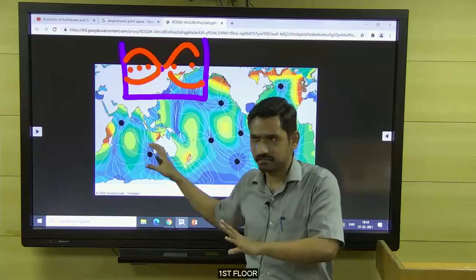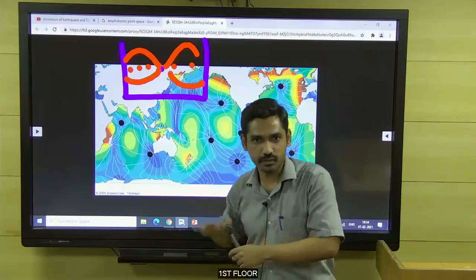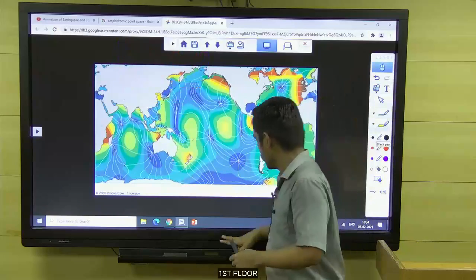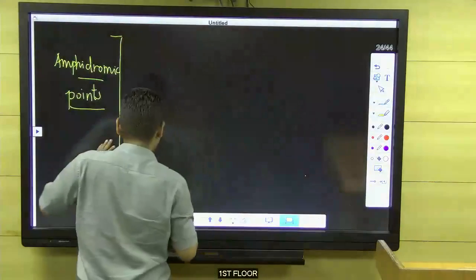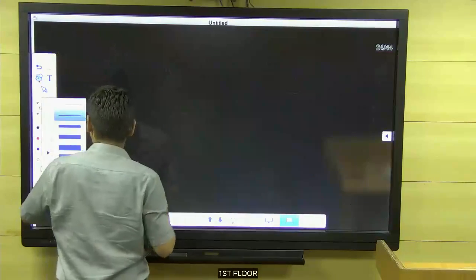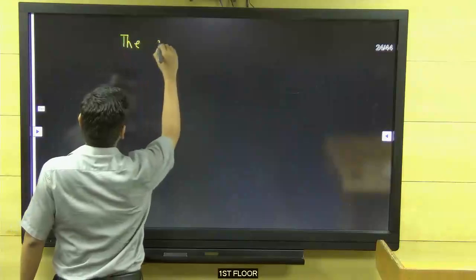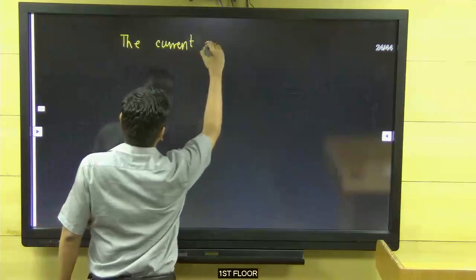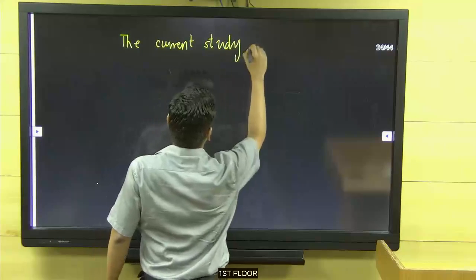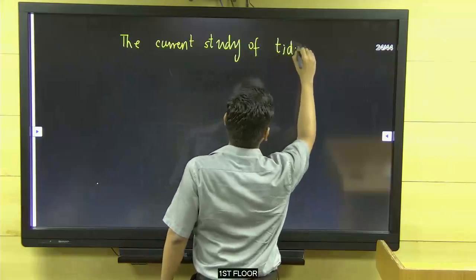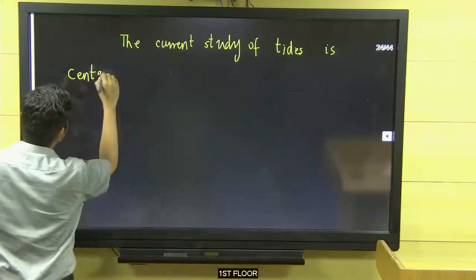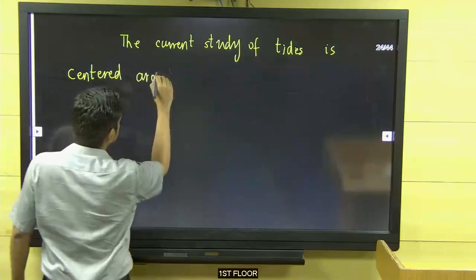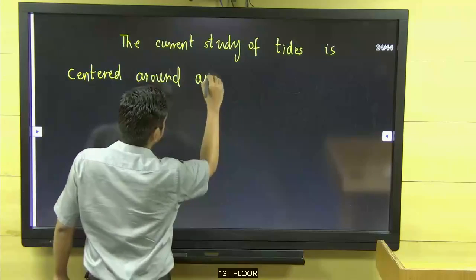I'll give it as a paragraph, but it's not required from an exam perspective. Is it okay? These things have changed. You won't get this either in prelims or in mains, but I just wanted to introduce the current study of tides. The current study of tides is centered around amphidromic points.